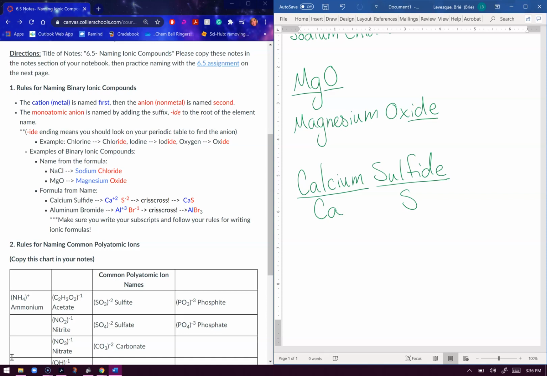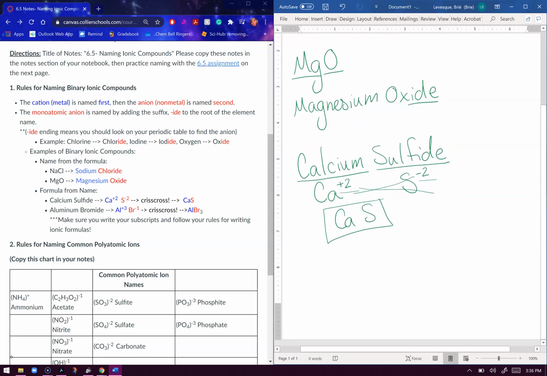Calcium is in group 2 on our periodic table, so it's going to have a +2 charge. Sulfur is in group 16 on our periodic table. That means it needs to gain 2 electrons to get to its full octet. It's going to have a -2 charge. So then we do our crisscross, +2 and -2. We should be Ca2S2, but remember your formula always has to be the lowest whole number ratio, so those 2's are going to cancel out and it's going to be CaS is our formula for calcium sulfide.